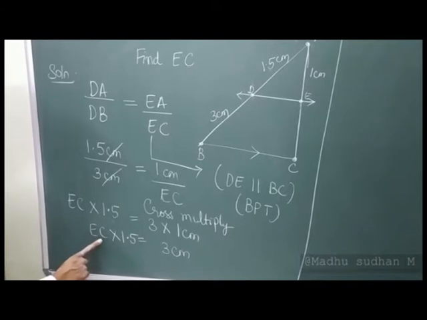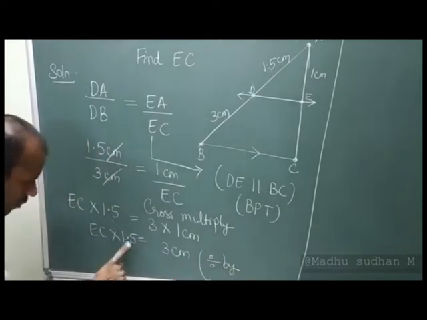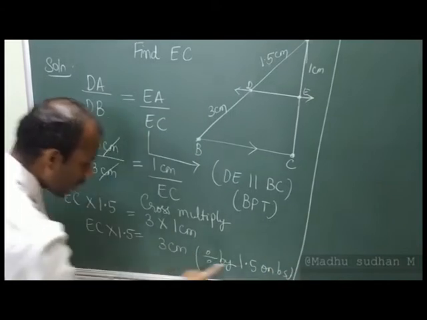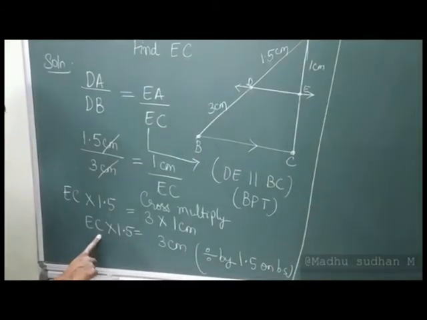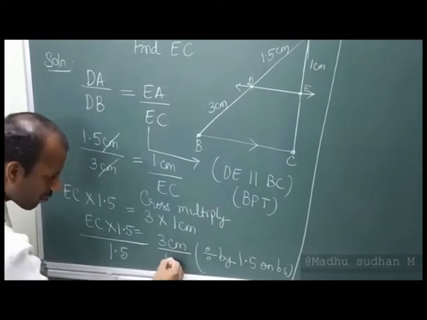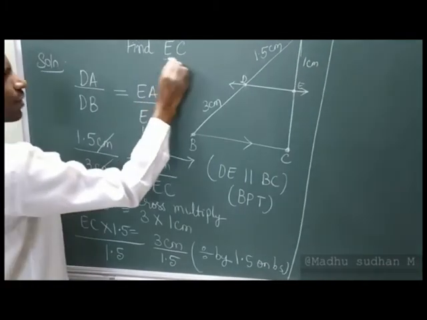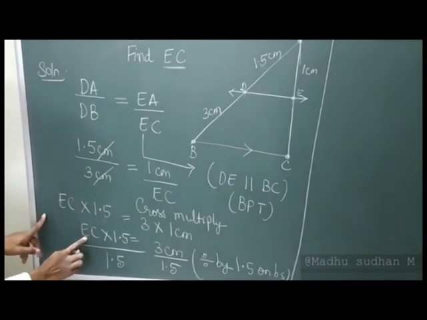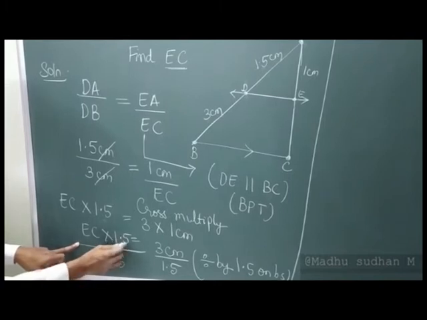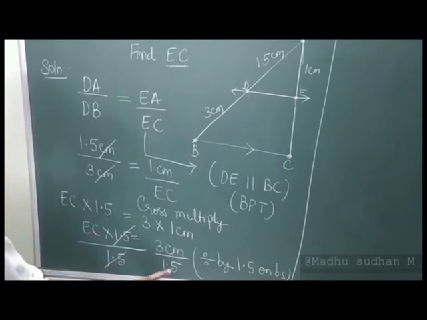So further, how to simplify this? We have EC as the variable, right? So divide by 1.5 on both sides to eliminate this 1.5, and I have to get the value of EC, right? So this is 1.5 divided by 1.5. Followed it? I require to find the value of EC, so apart from EC, I don't want this 1.5 now. So divide by the same number so that I can cancel this, and I get only EC. So EC equals 3 by 1.5.